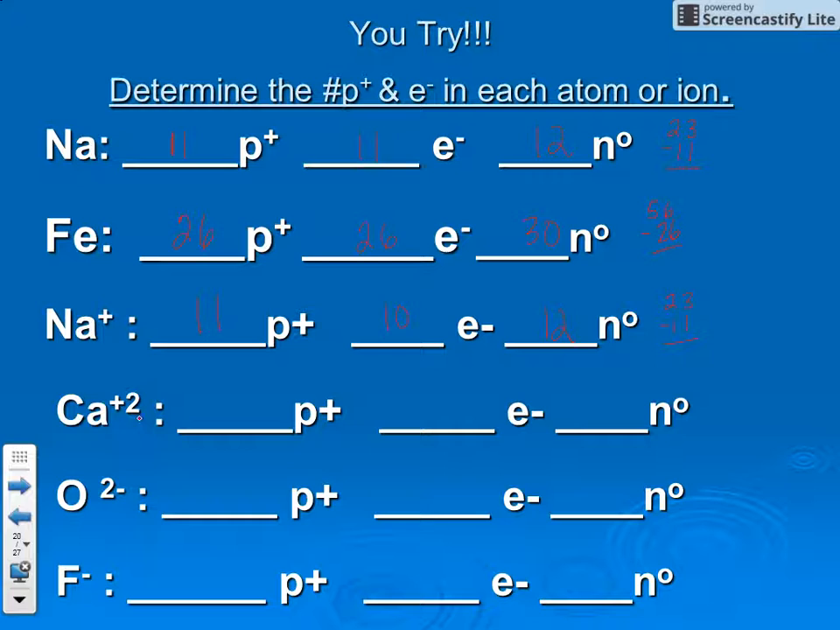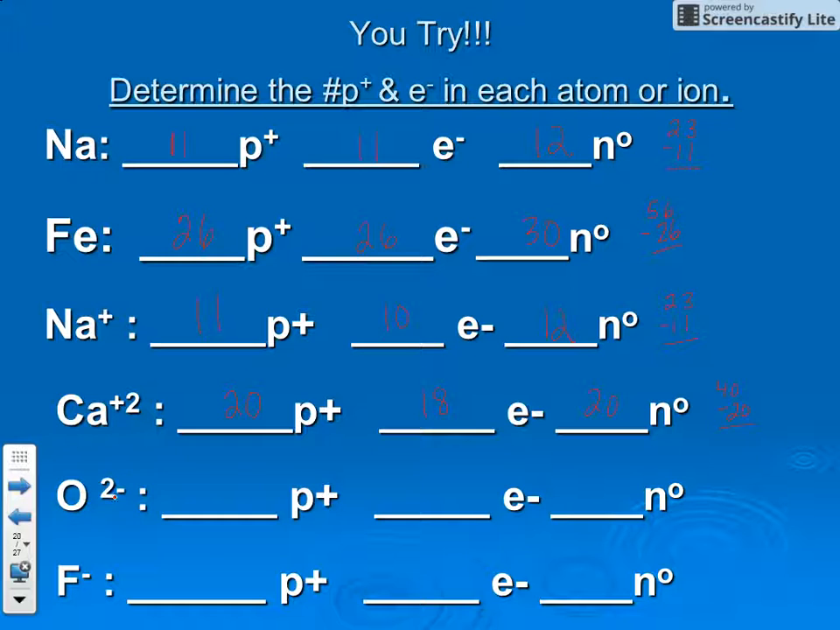Here we have the calcium ion. Notice he has a positive 2 charge. Calcium's atomic number is 20, and since he has a plus 2 charge, that means he has lost 2 electrons. So calcium has 18 electrons. To get your number of neutrons, you're going to take the mass number 40 and subtract your protons from it. 40 minus 20 gives you 20 neutrons.